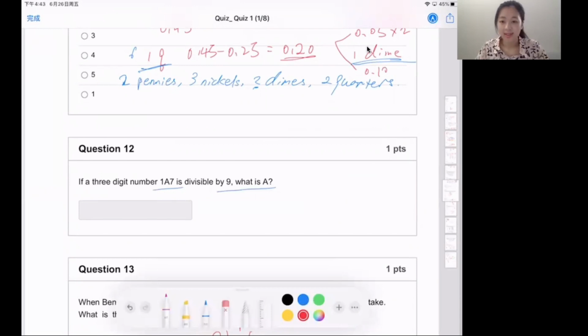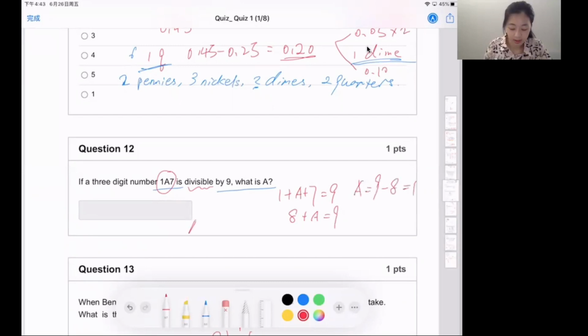Question 12. How can we do this? When you see divisible by 9, we need to add the digits together and they need to equal 9, right? So 1 plus 8 plus 7 equals 9. 8 plus 8 equals 9. 8 equals 9 plus 8 equals 1. So 8 equals 1. Okay?